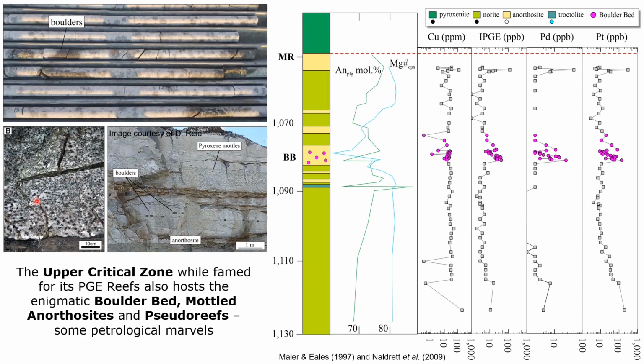The mottled anorthosites are upper critical zone anorthosites that are pitted by these olivine orthopyroxene oikocrysts. Now there's no associated PGE enrichment with this unit, but there's still some interesting petrological features that I'm going to describe.